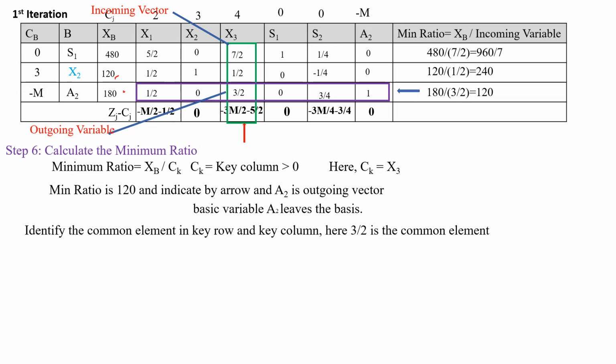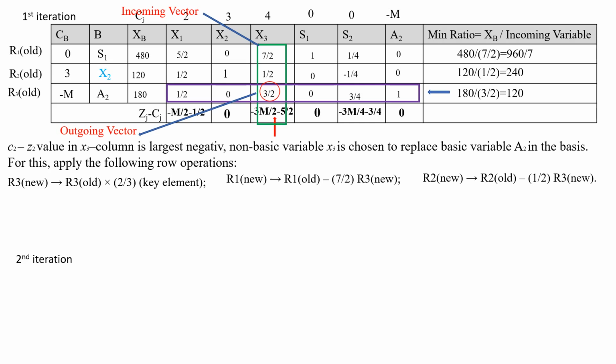So next we have to identify the key element, which is the common element in the key row and the key column. Here 3 by 2 is the common element in the key row as well as the key column. So 3 by 2 is the key element. So we go to the next step, that is to construct the new simplex table for the second iteration by entering the incoming vector. This is the first iteration simplex table. From the reference of this table, we construct the second iteration simplex table.